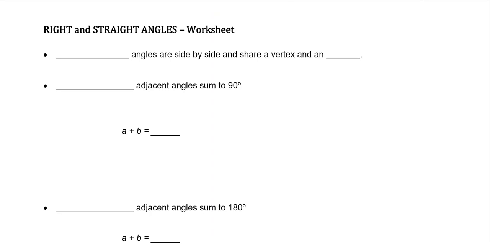So, a special name that we need to learn here is adjacent angles. Adjacent angles are angles that are side by side and they share a vertex and an arm. To give you an idea of what that looks like, here is my point that's going to be my vertex, and this is my common arm. If I have one angle coming out one side and another angle coming out the other side, those angles are sharing the common arm and that common vertex. So we call them adjacent angles.